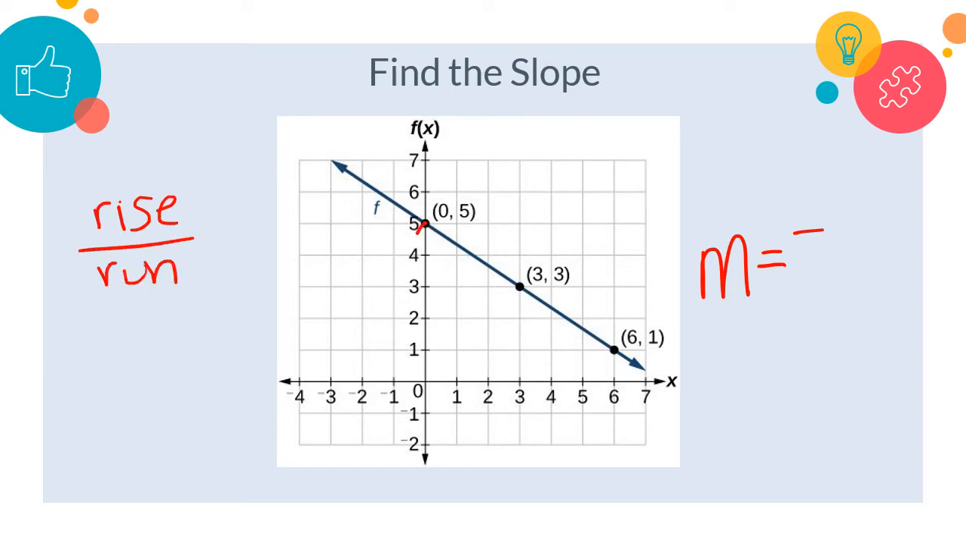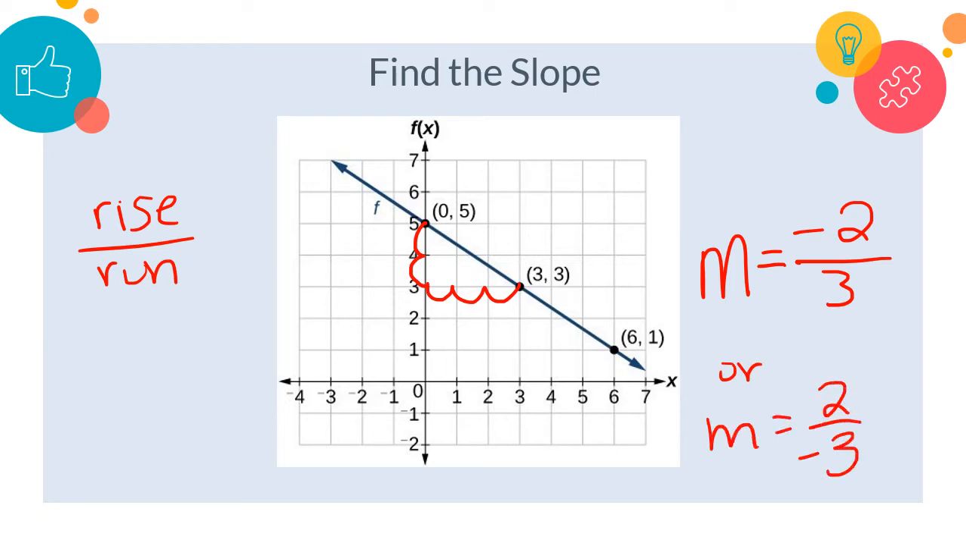So rise means up or down. From one dot to the next, I'm going down 2, and run is left or right. I'm going to the right, which is a positive 3. This would be the same as saying positive 2 over negative 3, meaning if I take a look, I could have started at this dot and gone up 2, and then I could have gone left 3, which shows the negative on the bottom. They're both okay.